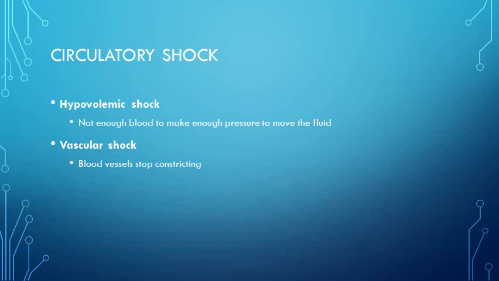Our last slide talks about the clinical problems you would see dealing with the blood vessels, which is circulatory shock. Circulatory shock is when there's inadequate blood flow for tissue needs. Hypovolemic shock is when there's not enough blood to make enough pressure to move the fluid, and vascular shock is when blood vessels stop constricting.